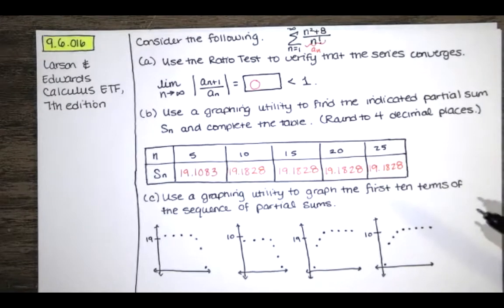Then it says use the graphing utility to graph the first 10 partial sums of the sequence, or first 10 terms of the sequence of partial sums. Sorry, I said that backwards. And they give you these 4 options.